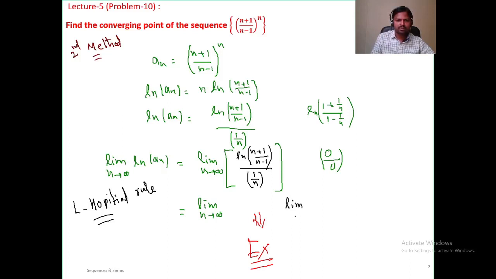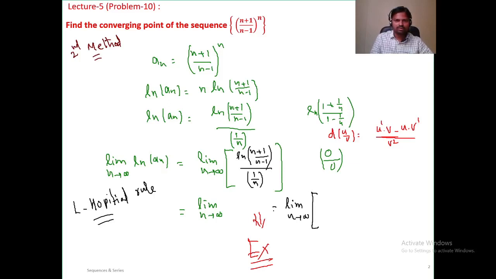Then let us proceed. Limit n tends to infinity, numerator differentiation. What is the derivative of u by v? It is the denominator v square, and numerator derivative u dash into denominator as it is, minus numerator as it is into denominator derivative. So this is u by v differentiation. The same formula I want to apply here.